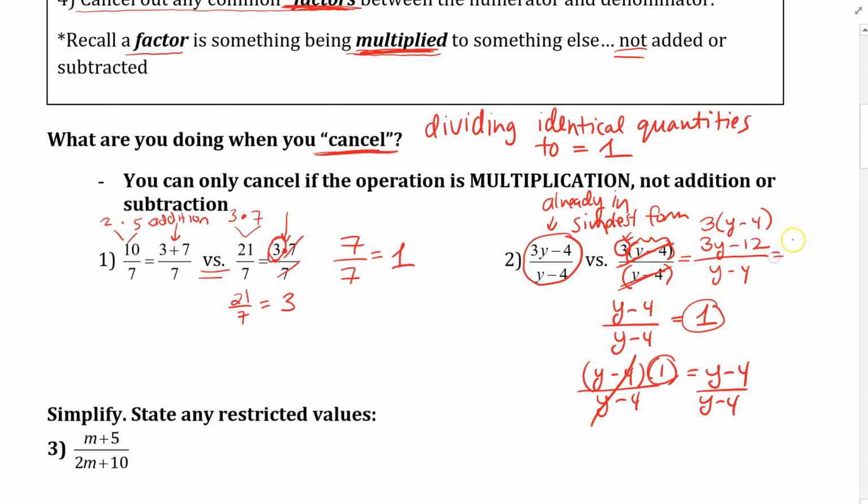So then this would just equal 3, right? 3y minus 12 divided by y minus 4 is the same thing as 3 times the quantity y minus 4 divided by that identical quantity y minus 4. Those divide to equal 1. We say they cancel, and I'm left with 3. And this would be true because y minus 4 is a factor of the numerator. This does not divide to equal 3 because they don't have any common factors, so you just leave it as a fraction.